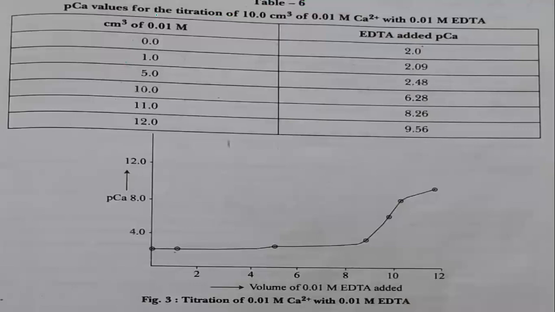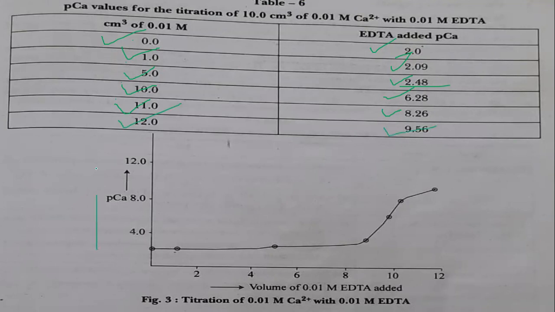Now all these values of Pca we are considering for the plotting of a graph. When 0 ml, that is at the initial stage, the Pca value was 2. When 1 ml of EDTA was added, the corresponding value of Pca was 2.09. When 5 ml of EDTA was added, the corresponding value of Pca was 2.48. At the equivalence point, the Pca value was 6.28. When 11 ml of EDTA was added, Pca was 8.26. Similarly, when 12 ml of EDTA was added, the Pca value will be 9.56.